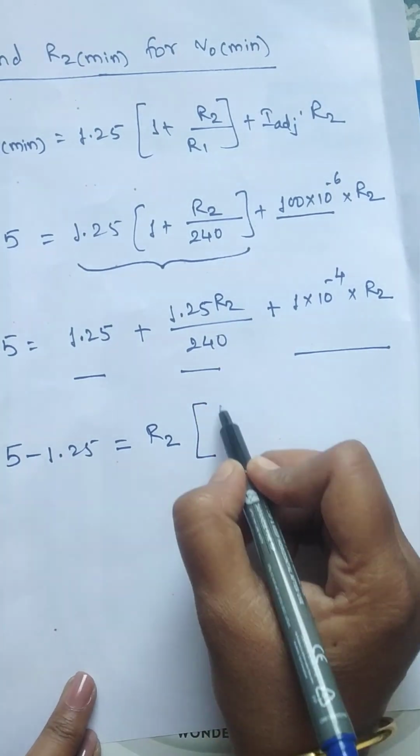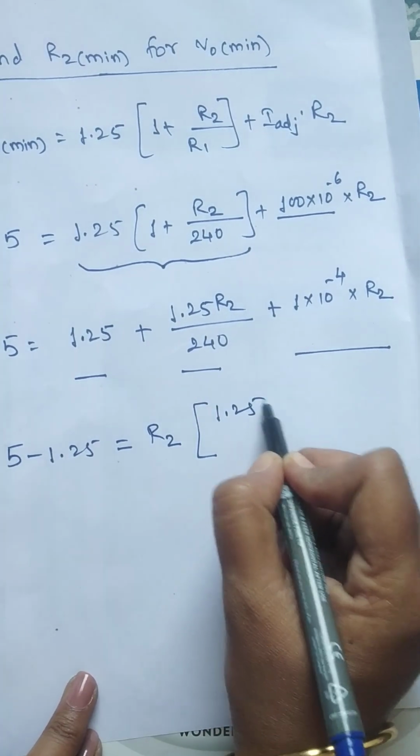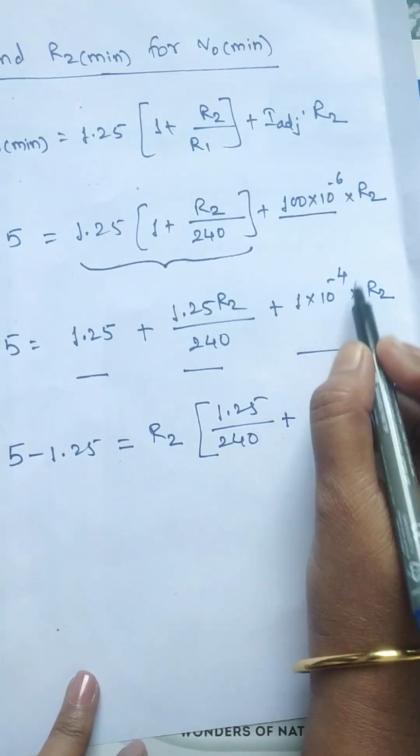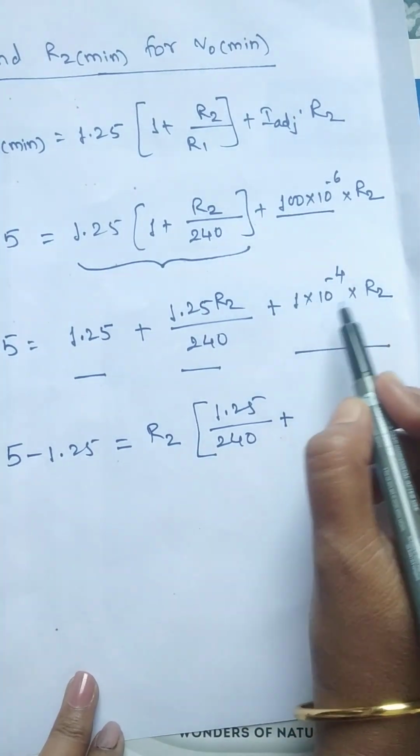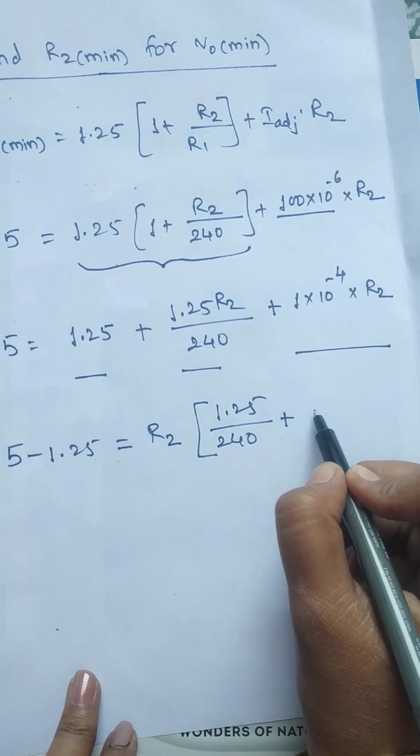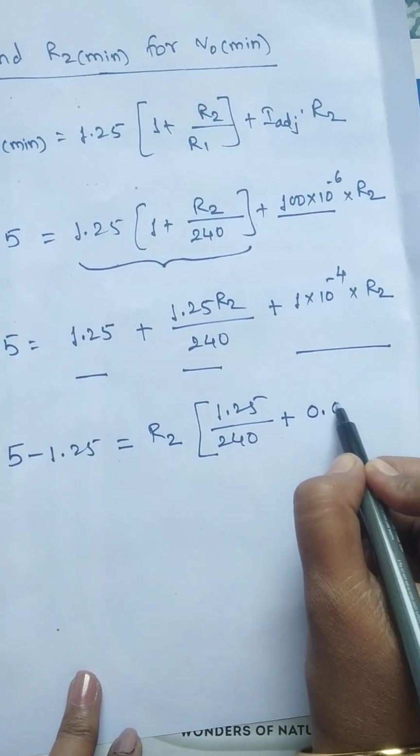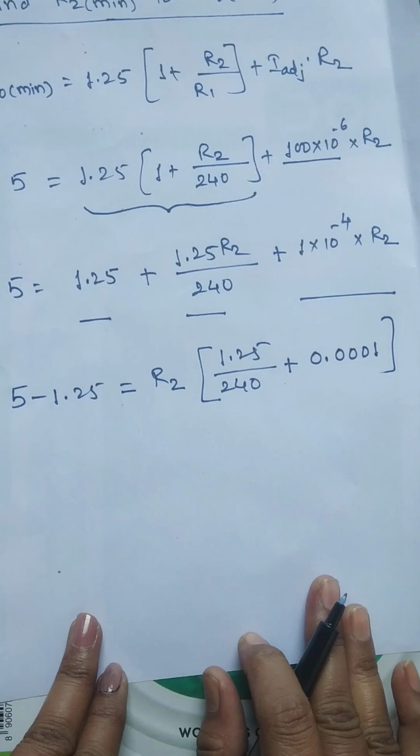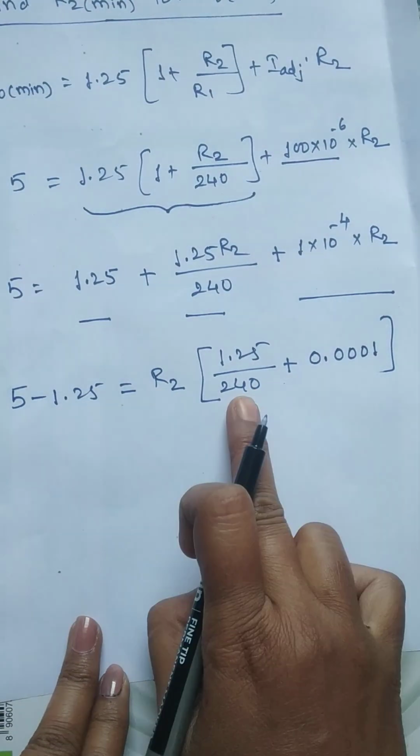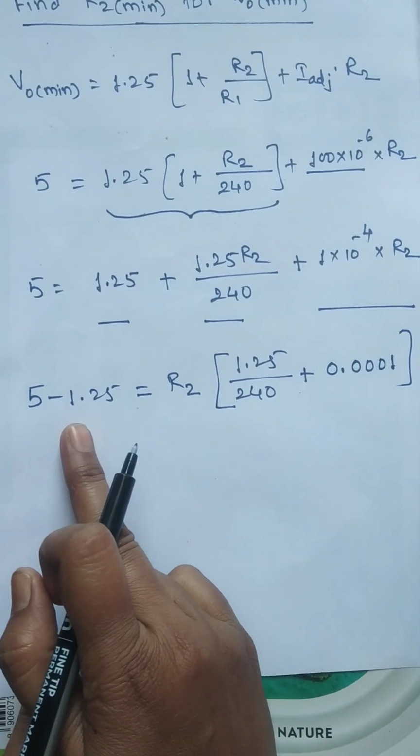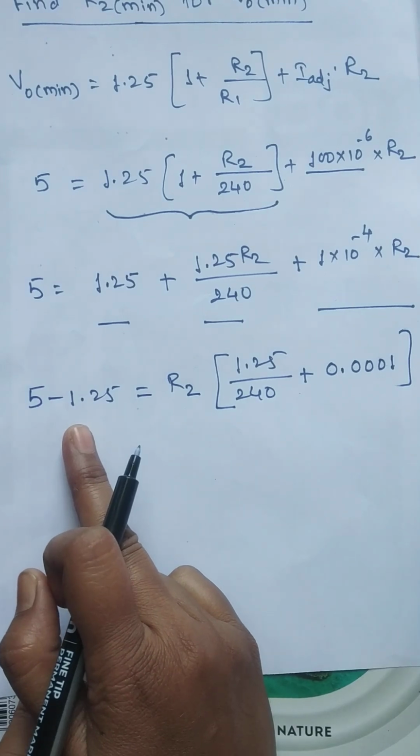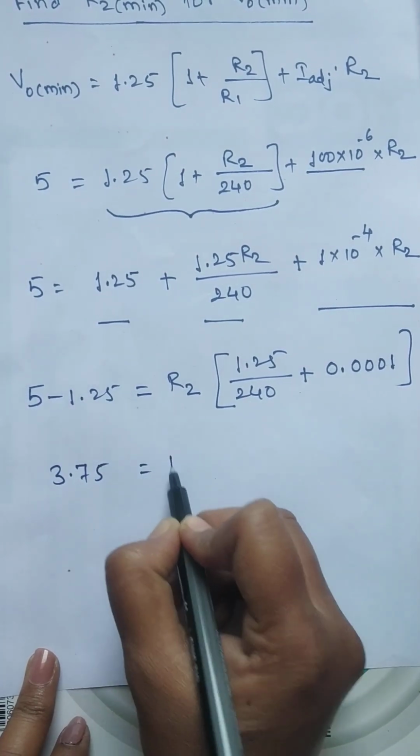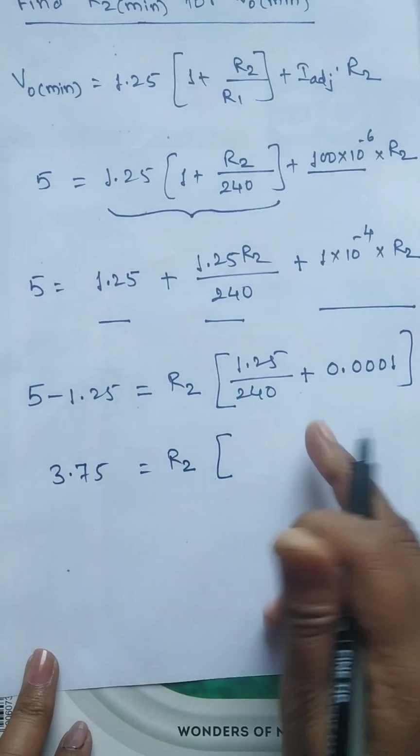So inside the bracket what will remain? 1.25 upon 240 plus here 1 into 10 raised to minus 4. So if you calculate it, 1 into 10 raised to minus 4 means it will be 0.0001. Now solve these 2 things and this one. 5 minus 1.25 will be 3.75 is equal to R2 inside the bracket.